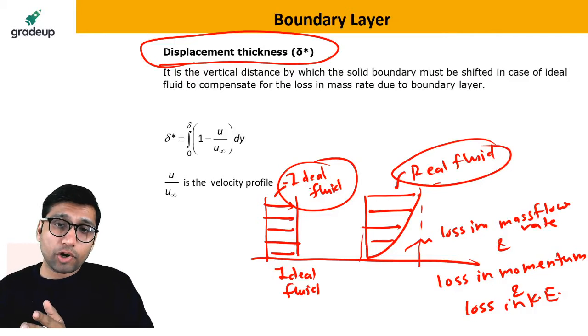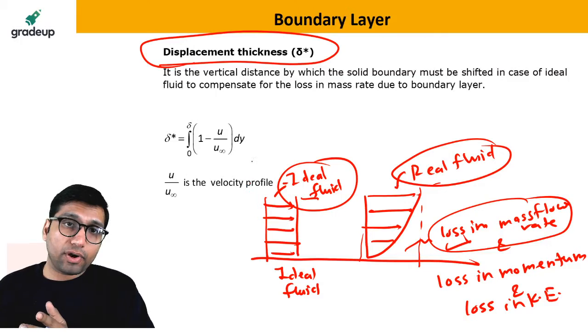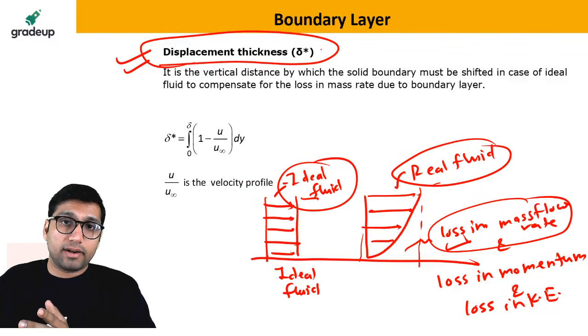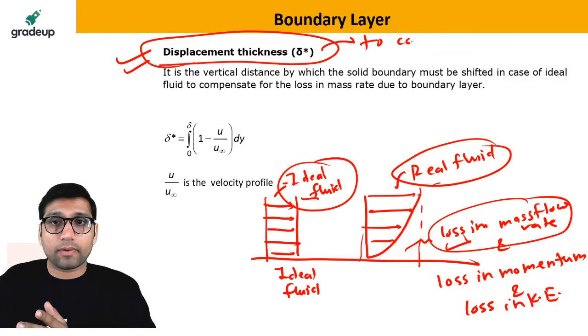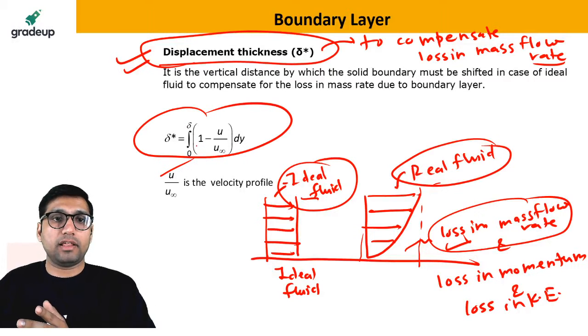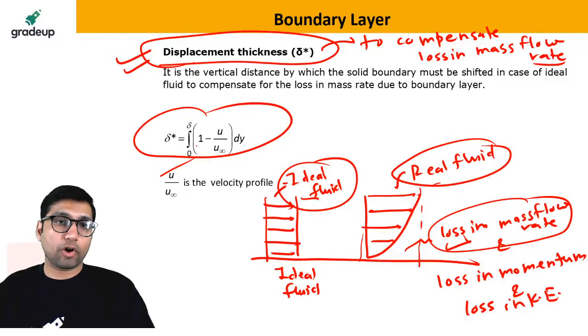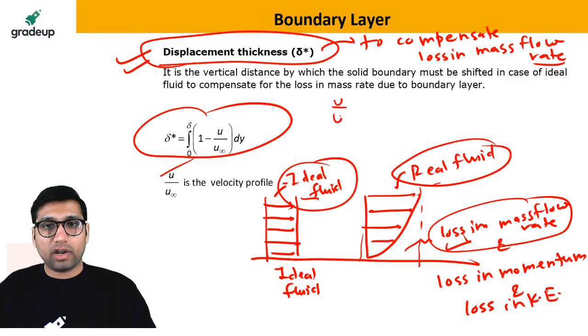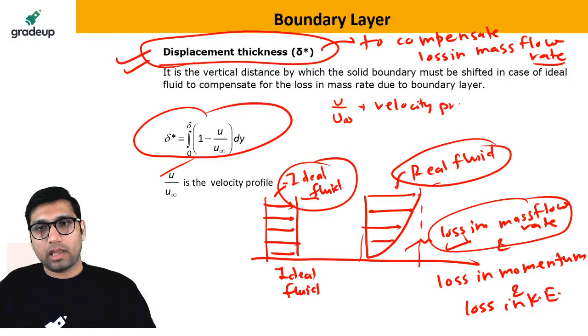But in order to compensate for these losses in the real fluid, in the ideal fluid, we will be using these three types of thickness. Displacement thickness is to compensate for loss in mass flow rate. To compensate for loss in mass flow rate, we will be using the displacement thickness. It is equal to the integral from 0 to delta of (1 minus u by u infinity) dy. u by u infinity is the velocity profile.